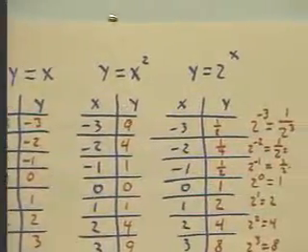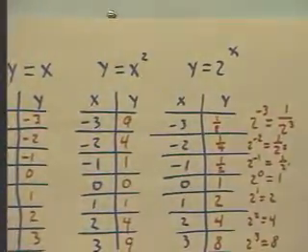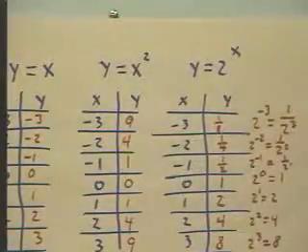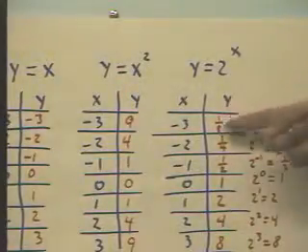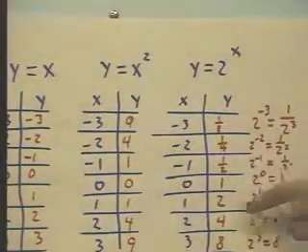Over to the right, we've written a little bit of detail on how we calculate some of these values. 2 to the -3 is 1 over 2 cubed. 2 cubed is 2 times 2 times 2, that's 8, so we have 1 over 8. 2 to the -2 is 1 over 2 squared, which is 1/4, and so on.